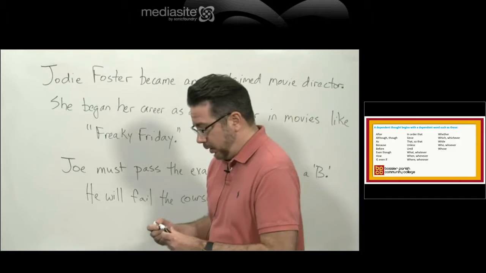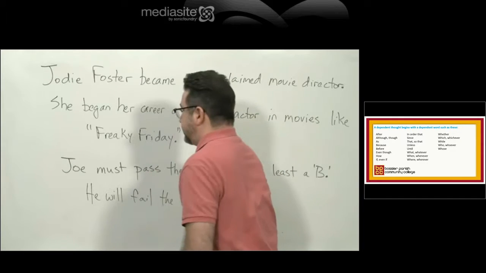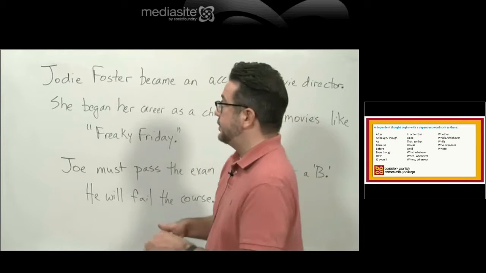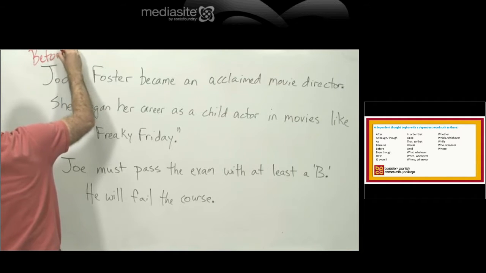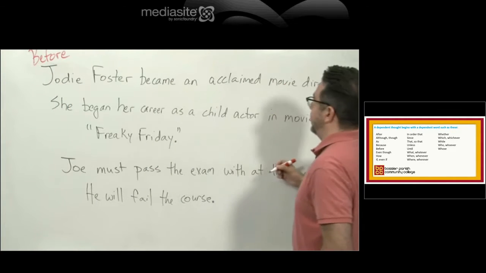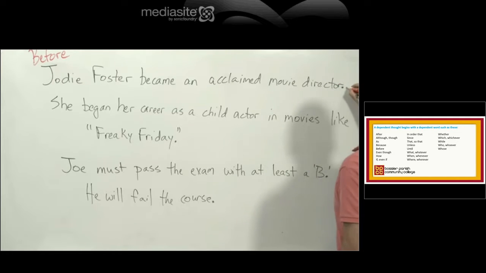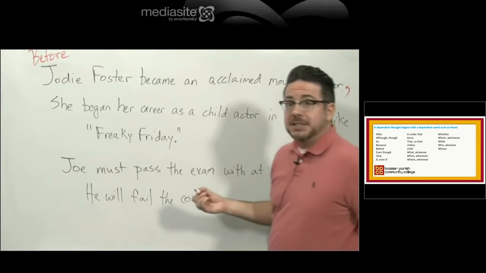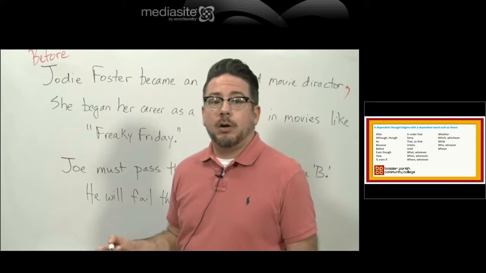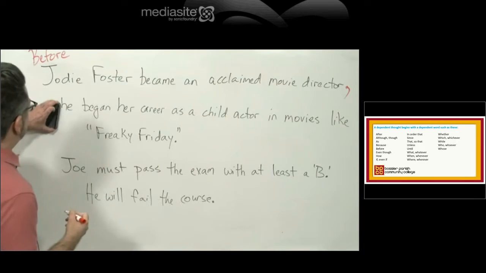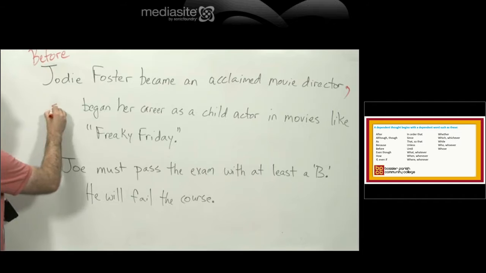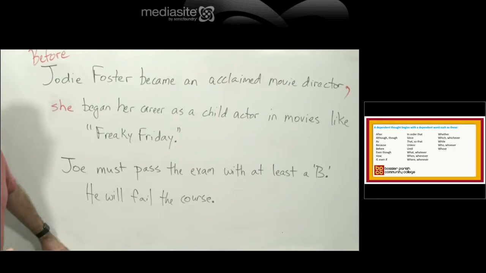I think adding the word before to the first sentence would do what we want. So let's try that. I'm going to write, so before Jodie Foster became an acclaimed movie director, now we can add a comma, she began her career as a child actor in movies like Freaky Friday. That makes sense. And so now we have what we call a complex sentence. Don't forget, we also need to change the capitalization here. Write that as a lowercase she.